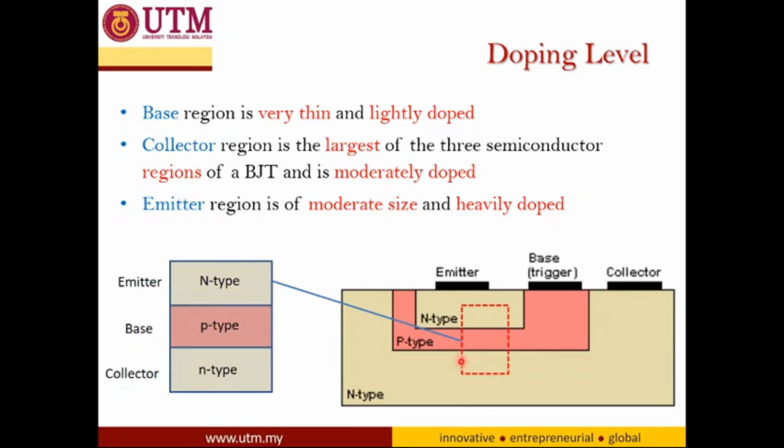But usually in some textbooks or reference books, we simplify this structure into this very simple box. We have three blocks: N type, the top one is the emitter, and then we have the P type base, and then this last one is N type.